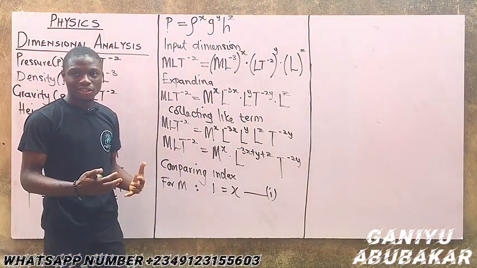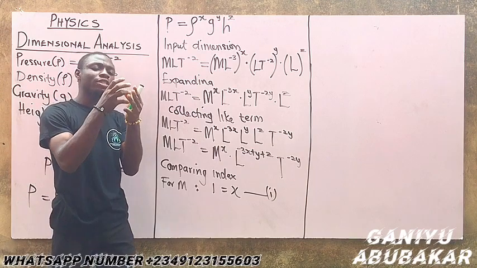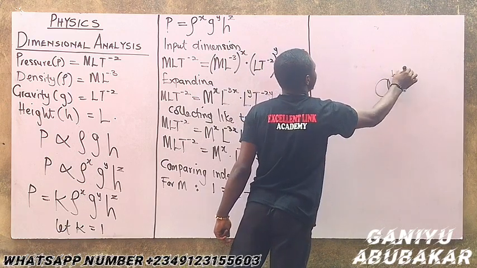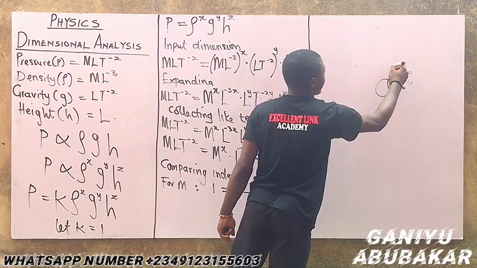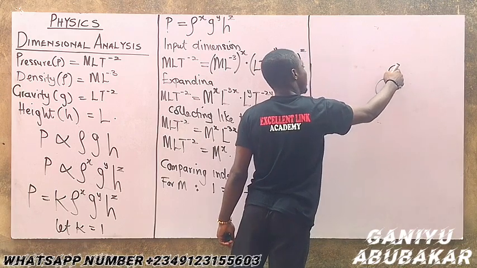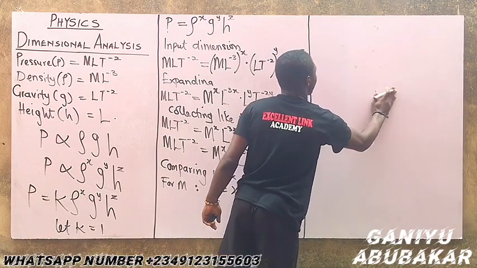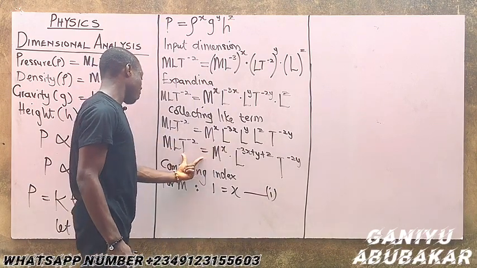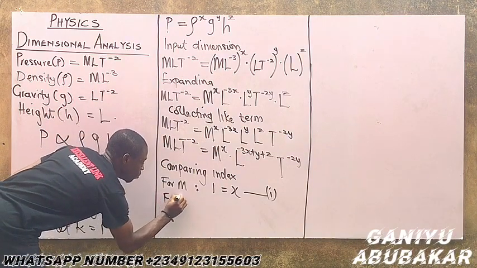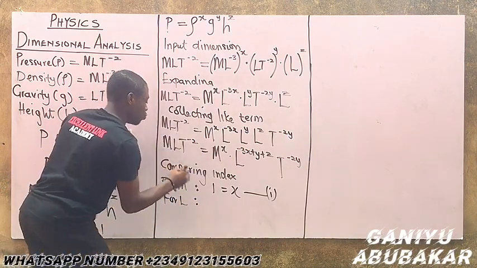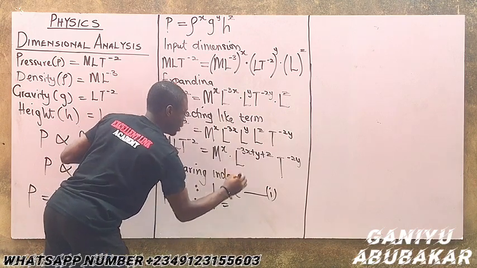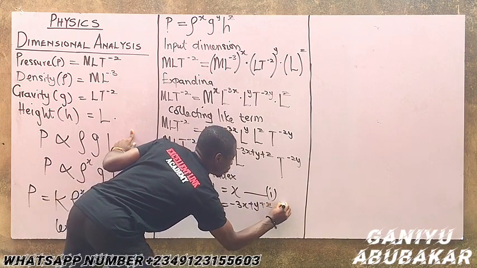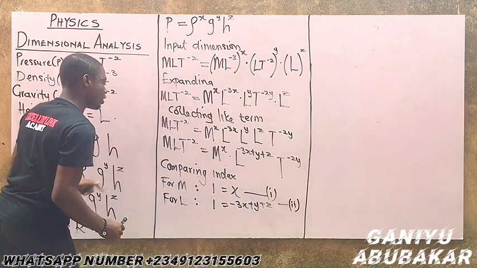All right, we are seeing the word index. What's index? Let's say I have a to the power b. This power here, you can call it power, or you call it index, or you call it degree. So this b, you can call it what? Power or index or degree. So I'm saying now, comparing index. So I'm comparing the power. 1 is equal to x for M. Now for L, let's do for L. What's the power for L here? It is 1 being equal to, what's the power for L here? That's minus 3x plus y plus z. Call this what? Equation 2. Next up, I have for T.